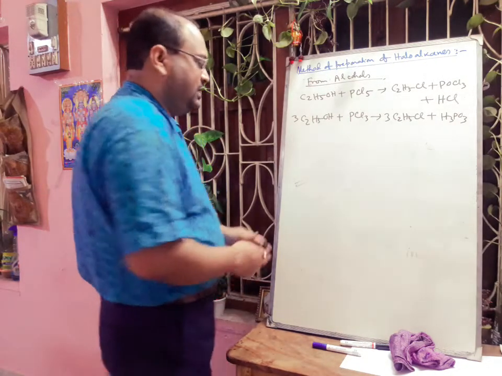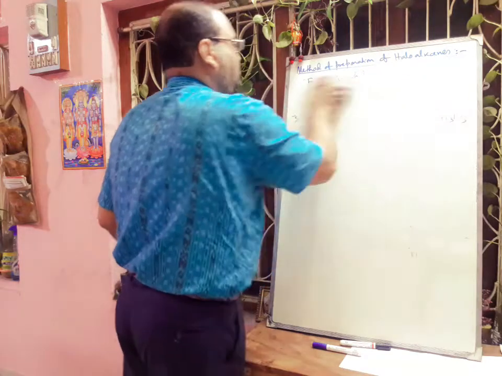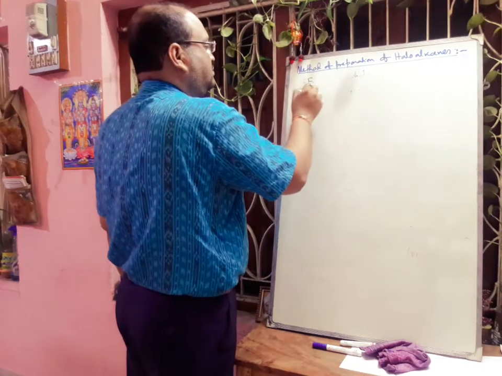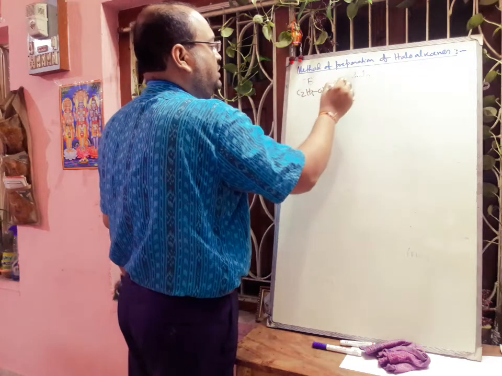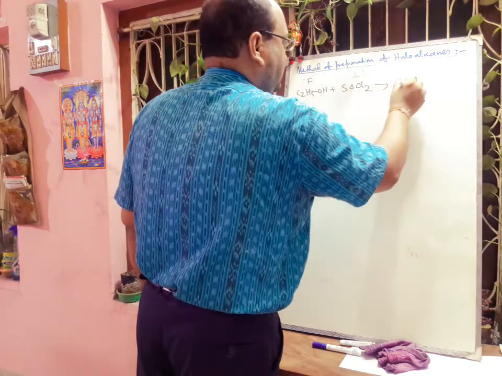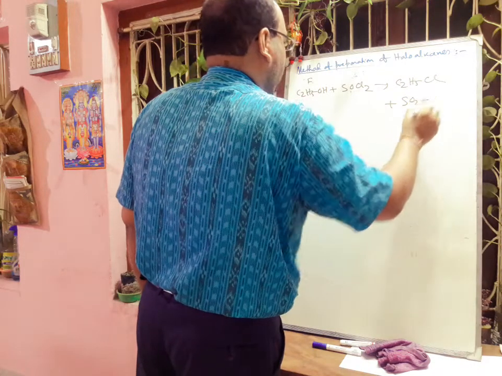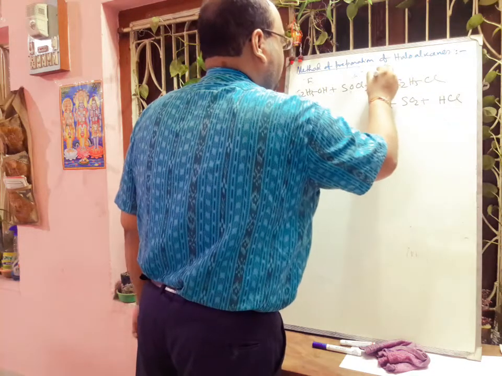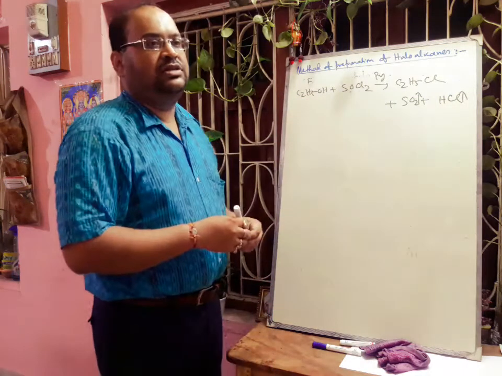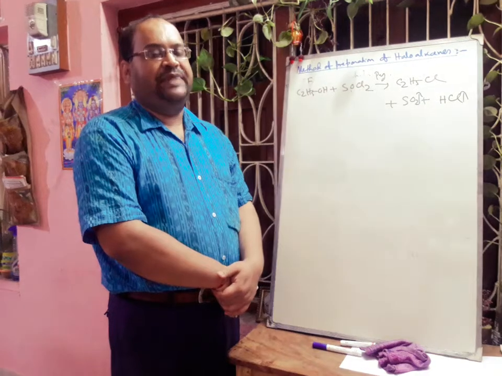Now we will go for the thionyl chloride method. Next we will discuss the thionyl chloride method. If we take the alcohol and use thionyl chloride, then we will get C2H5Cl plus SO2 plus HCl. Here we have to use pyridine. Now this method is named Darzens process, and this is the best method.